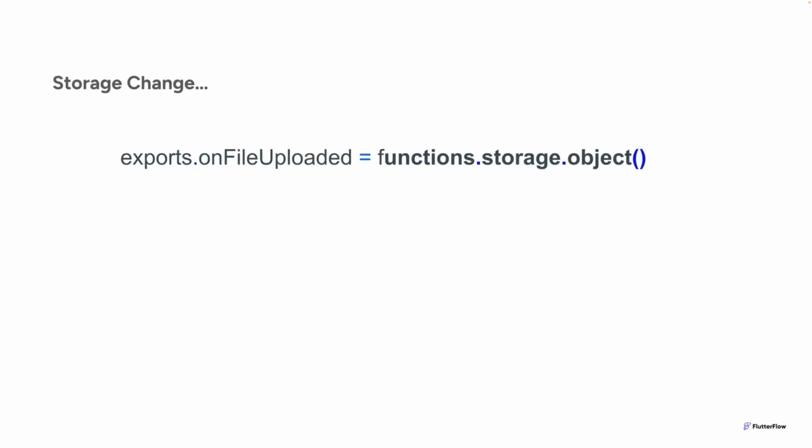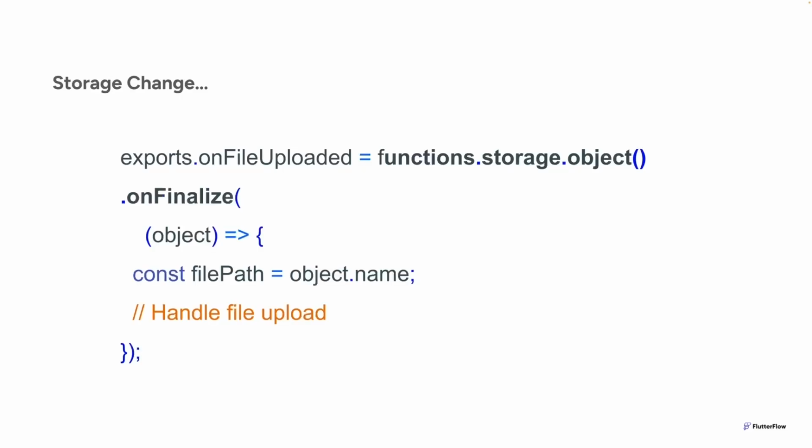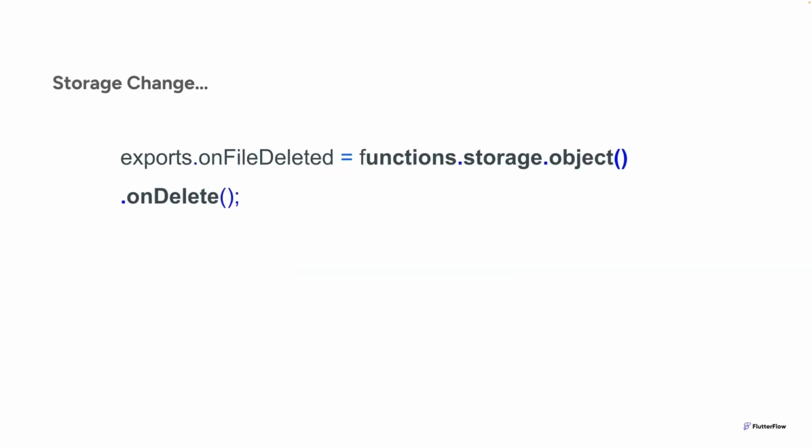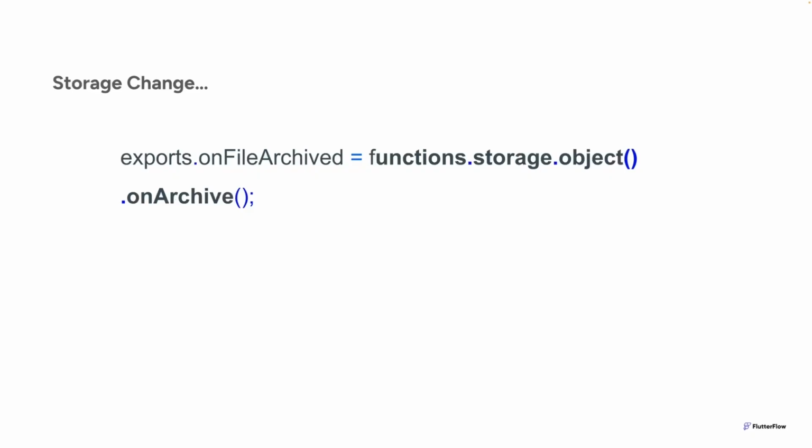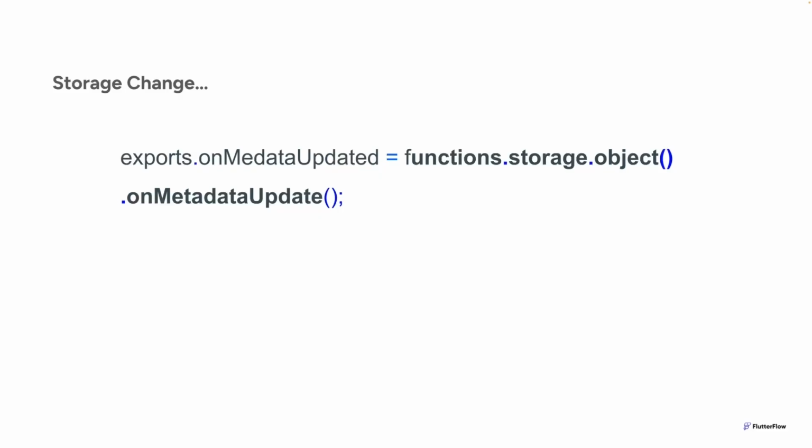Another trigger is an update on storage, for example, when a file upload is successfully completed. On finalize triggers when a file is successfully uploaded. Then you get access to the object and its name, path, and so on. On delete triggers when a file is deleted. On archive triggers when a file is archived in Firebase Storage. And on metadata update triggers when the metadata of a file is updated. Metadata is extra information about your asset.